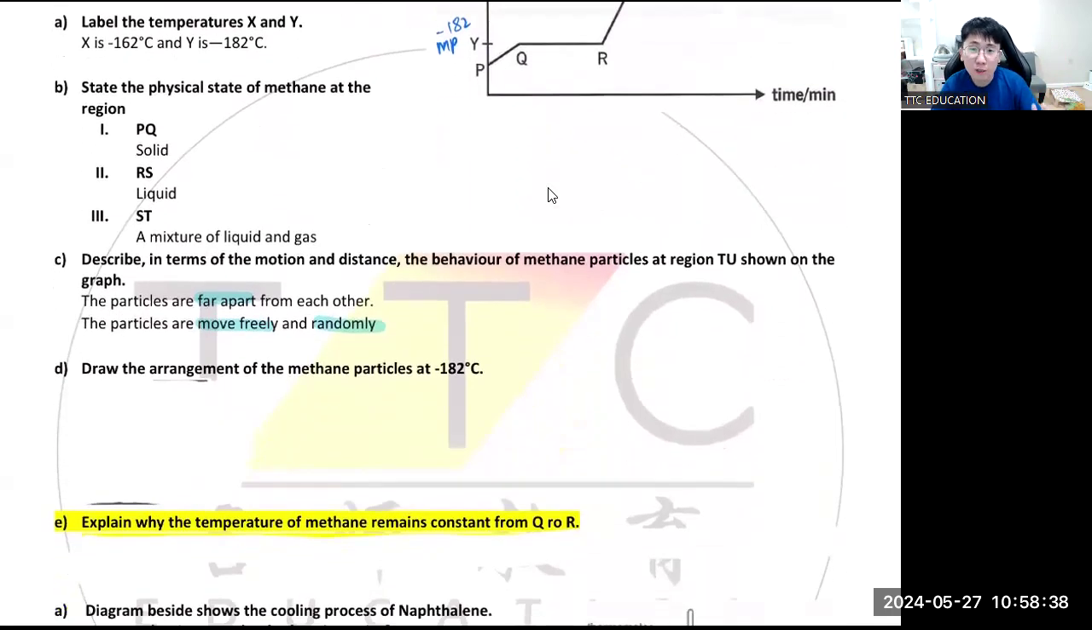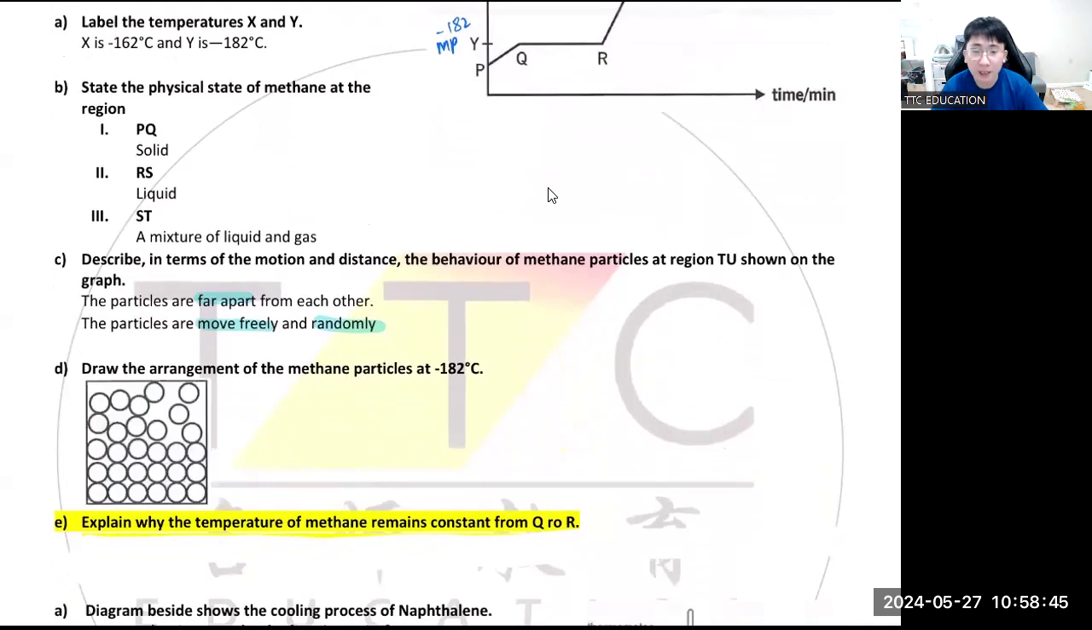Very simple. Imagine that you have a box. Half of the box solid, half of the box liquid. So how do we draw something like that? This. Okay, you see, this part is actually still closely packed, solid. And then this part melted already is liquid. Okay, so something like this.